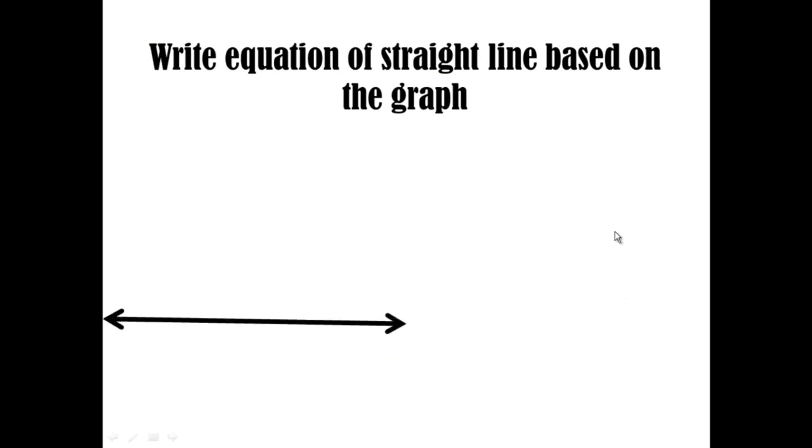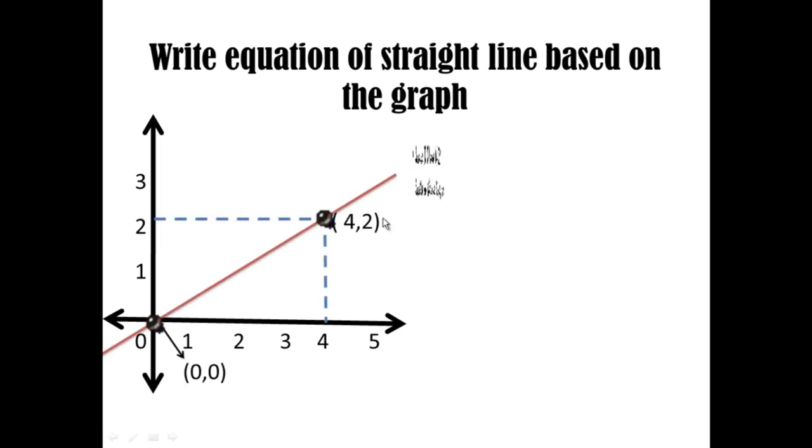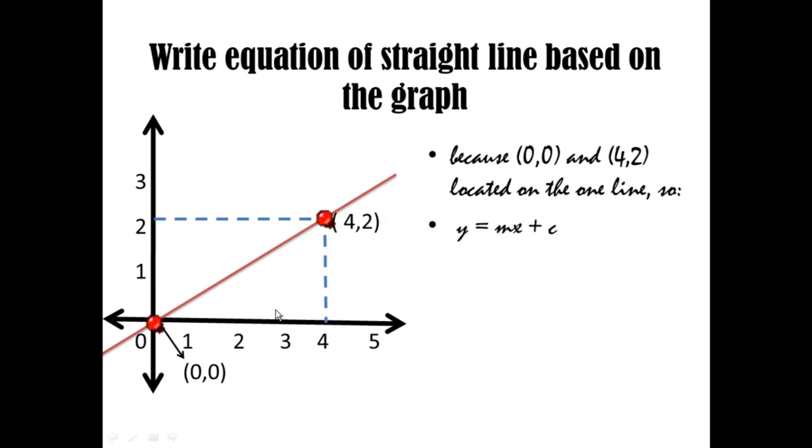We can write equation of straight line based on the graph. For example, look at the point. First (0, 0) and then the second is (4, 2). Because all of them located on the one line, so we can substitute into formula y equal mx plus c. For the first point, the value of y is 0 and then the value of x is also 0. So we can substitute in here and then we get the value of c is 0.